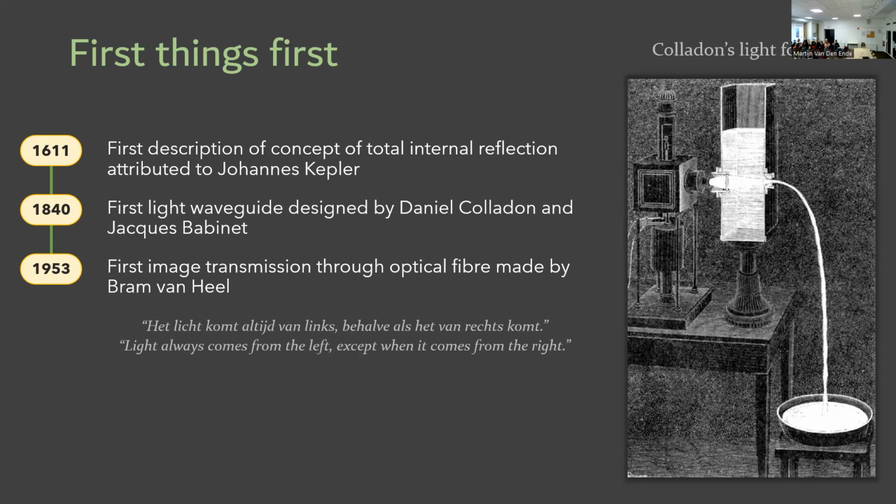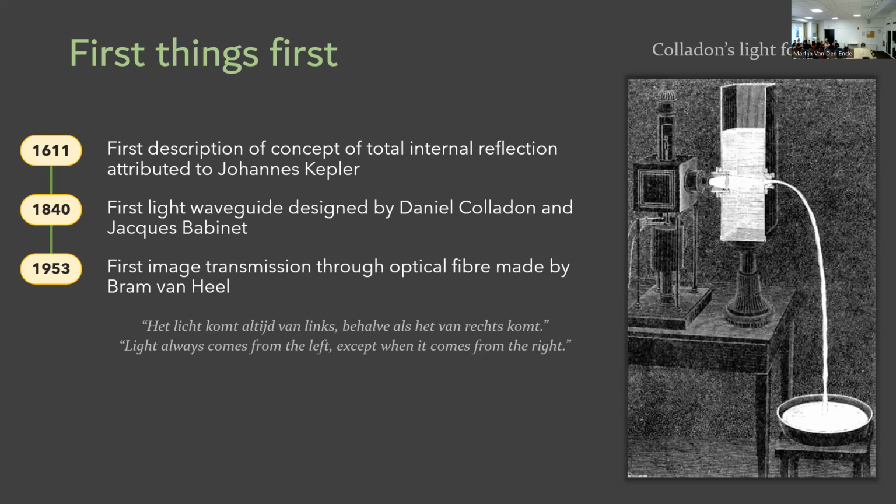And then the first actual waveguide was created by Colladon and Babinet in 1840 in Paris. And it looked like this. Basically a bucket of water, and you poke a hole in it, so there's a stream of water coming out. If you inject light into this bucket, it will stay within this stream of water. It will bounce around and follow the stream. This is the first example of a proper waveguide for light.